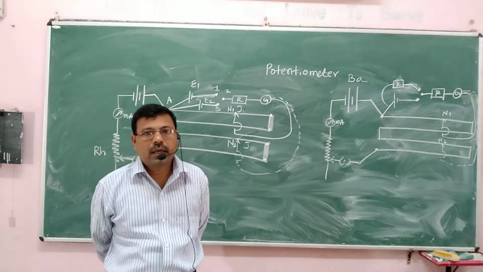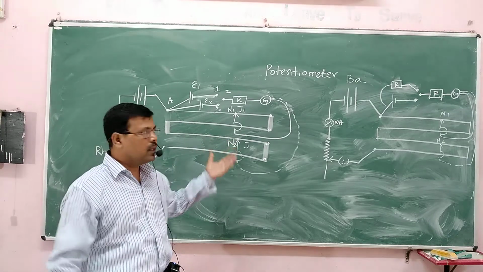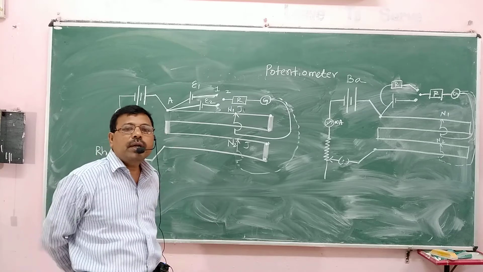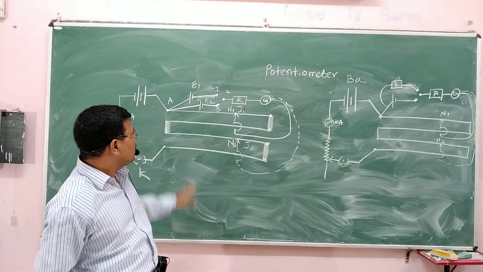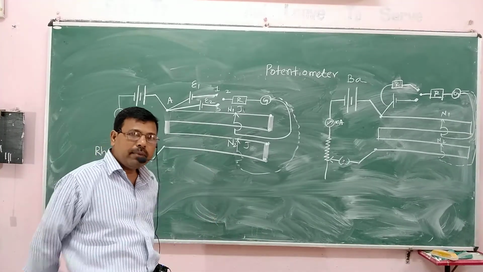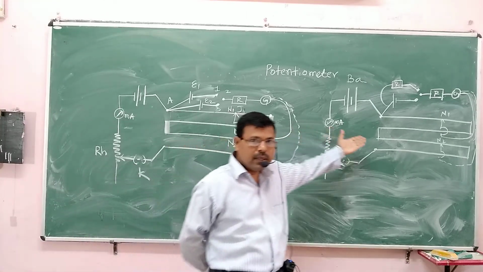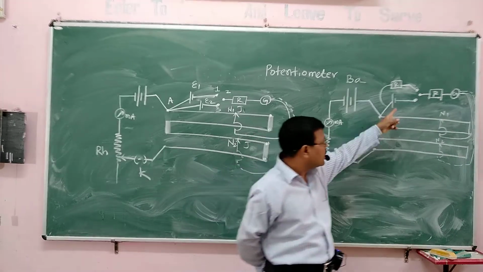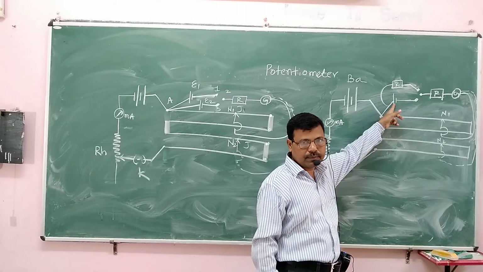In this session, I am going to discuss the potentiometer. Basically, a potentiometer is a device which is used to compare the EMFs of two primary cells. A potentiometer is also used to determine the internal resistance of a given primary cell.